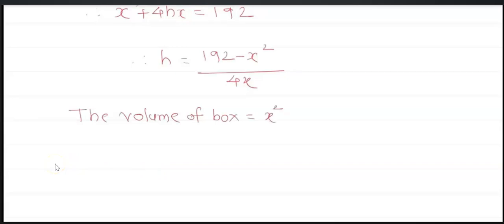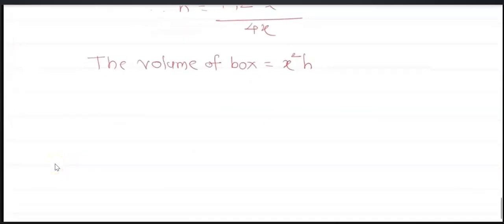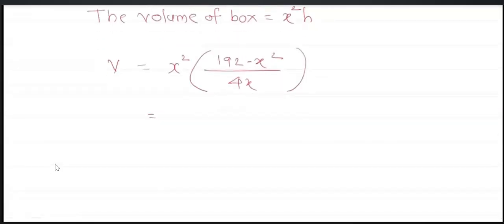Now, the volume of the box is equal to x square into h. Therefore, V is equal to x square into (192 minus x square) upon 4x.